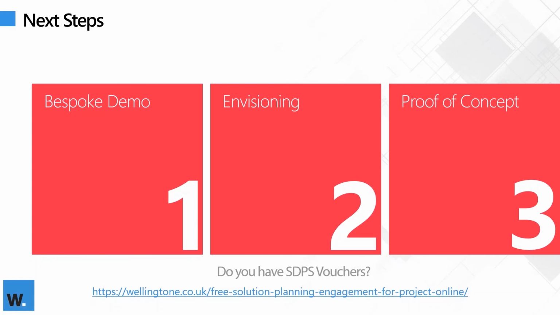Now, if you did want to run either the envisioning workshop or the proof of concept, obviously there is a cost linked to that, but if within your organization you've got a Microsoft Enterprise licensing agreement in place, as part of that you do have various benefits associated. One of those would be SharePoint Deployment Planning Service vouchers, so SDPS vouchers. If you've got those vouchers, and you would like to use those towards envisioning or to run a proof of concept, we can absolutely help with that. And if you want to know more about that process, please visit that link that's displayed at the bottom there.